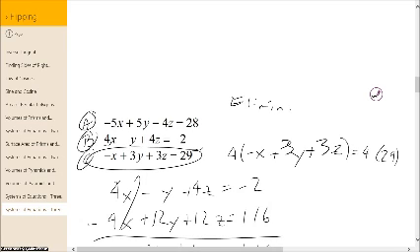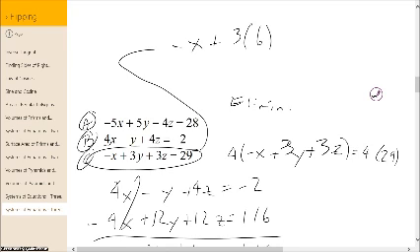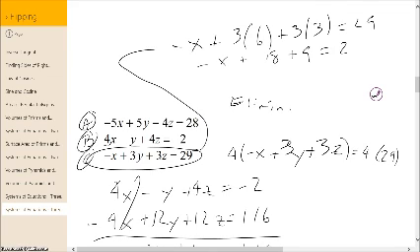Let's use this guy right here. I've got negative x plus 3. Well, we said that y was 6, right? So 3 times 6 plus 3. Well, we said z was 3, equals 29. So negative x plus 18 plus 9 equals 29.